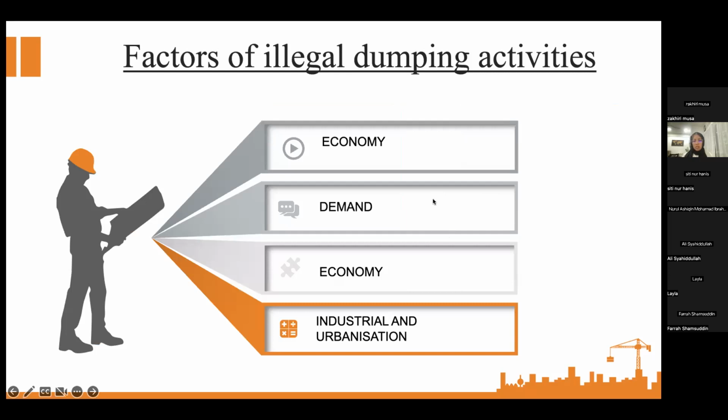This is the factors of illegal dumping activities. The first one is economy. Growing waste generation is due to several factors such as demand, living standard, population growth, and industrial urbanization. Due to these factors, construction waste generation has contributed to illegal dumping activity. Based on the construction waste data from the Solid Waste Corporation Malaysia, SW Corp, economic growth, increasing infrastructure project demand, and commercial building and housing projects are the factors.